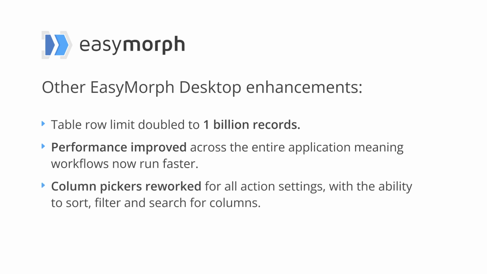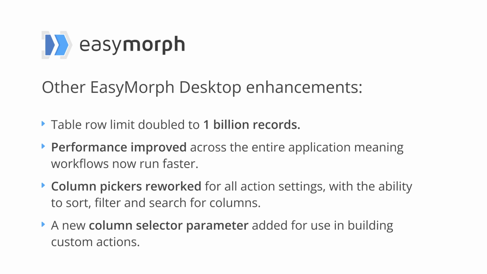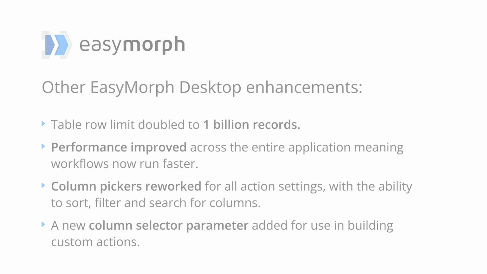All action settings which rely on a user to pick one or more columns have been reworked, and now support sorting, filtering, and searching the lists of fields, really helpful when working with large tables. And a new column picker parameter type has been added, specifically intended for building custom action workflows where the end user might need to specify one or more columns within the dataset.